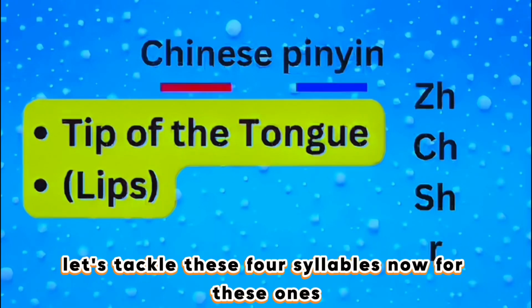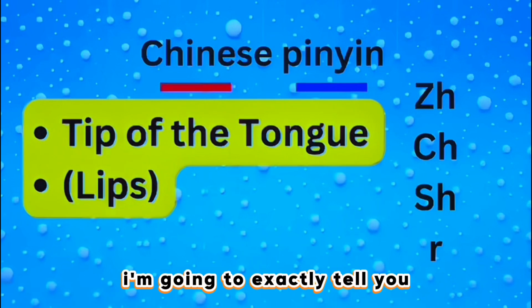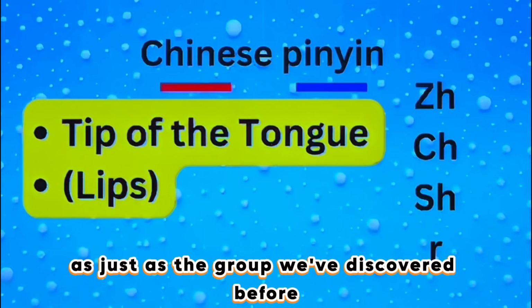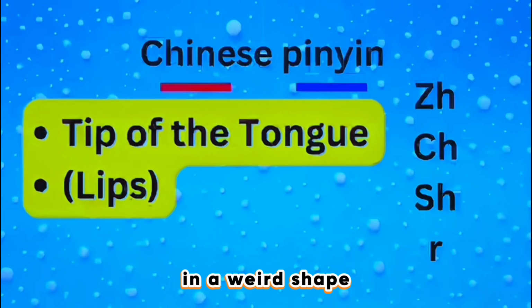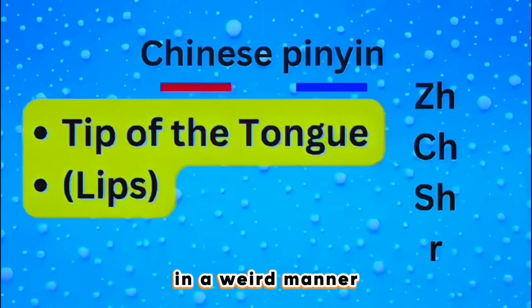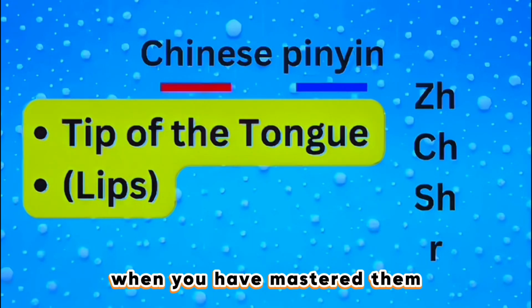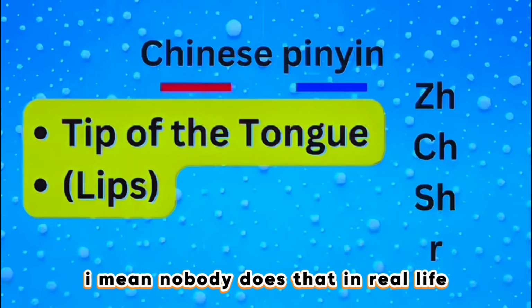Okay, family, now let's tackle these 4 syllables. Now, for these ones, we'll just require the tip of the tongue. I'm going to tell you exactly where you need to put it. And now, same as the group we've just covered before, I require you to at least use your lips in a weird shape. You're going to frame them in a weird manner, just for the beginning. And when you have mastered them, you do not need to always form your mouth in a weird shape. I mean, nobody does that in real life.